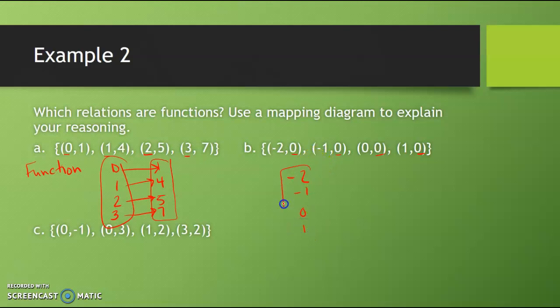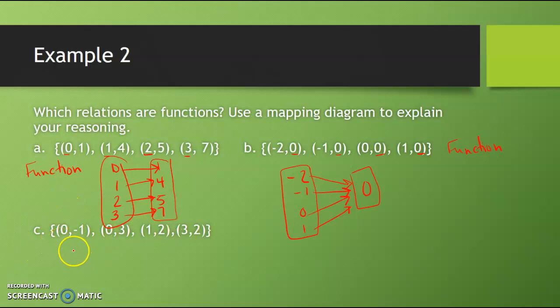And so since each of these inputs has its own output, this one is going to be a function. And that's hard to believe because they are all going to 0. That's my only y value. But remember what makes it a function, that each input has exactly one output. And so each of these inputs has exactly one output, and that's what makes this a function. It would be different if I had two -2s and something other than a 0, and it was a completely different point.